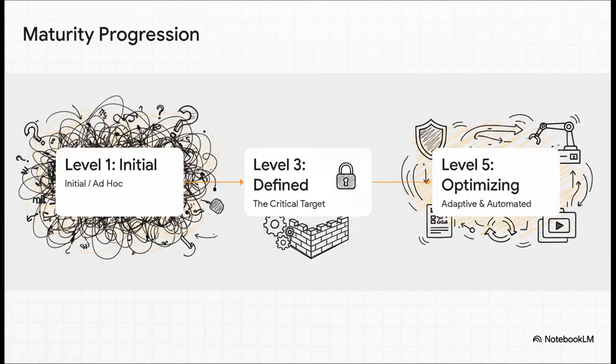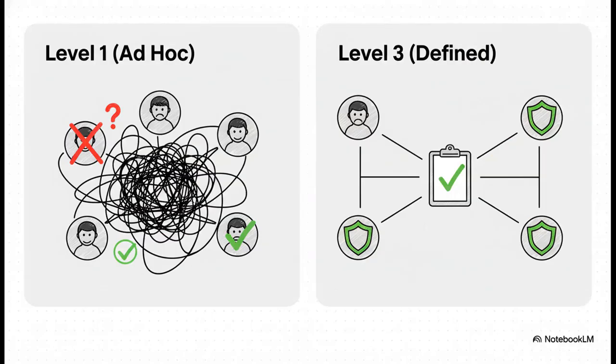Now, the model technically has 5 levels, but let's focus on the key steps in the journey. You pretty much start at level 1, which they call initial or ad hoc, and that's exactly what it sounds like: chaotic, inconsistent, a bit of a mess. The first big goal is to get to level 3, which is defined. This is where your process is solid and repeatable. And way down the road, the ultimate goal is level 5, optimizing, where everything is practically automated and adapting on its own.